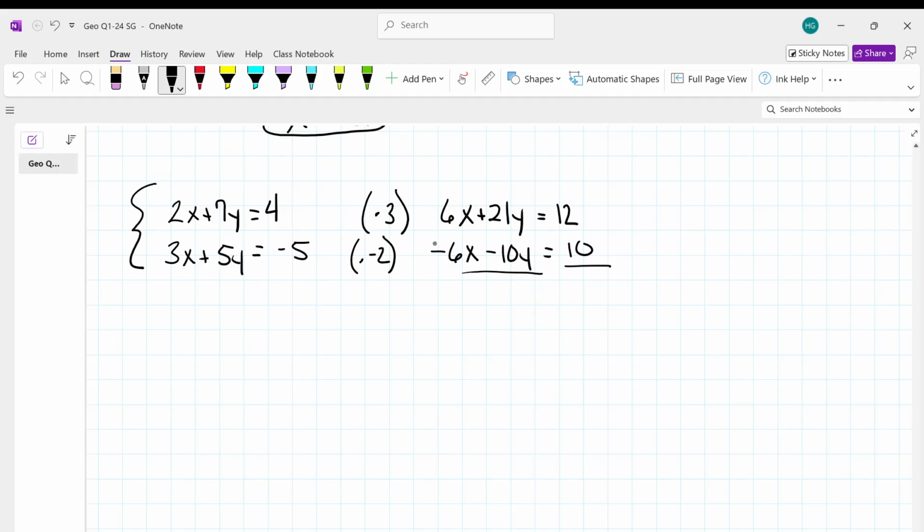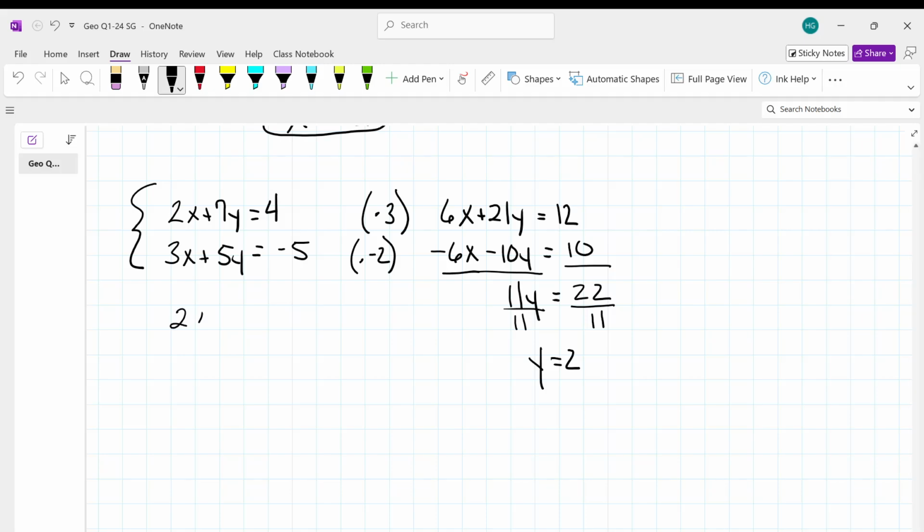All right, so my 6x minus 6x is going to cancel. The x's are gone. 21y minus 10y is 11y. And 12 plus 10 is 22. Divide both sides by 11. We get a y that's equal to 2. Go back to either equation and substitute the 2 for the y. I'm going to use the top equation again. It doesn't have any negatives in it.